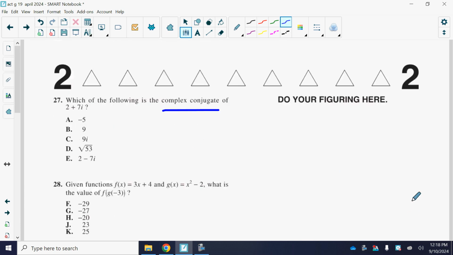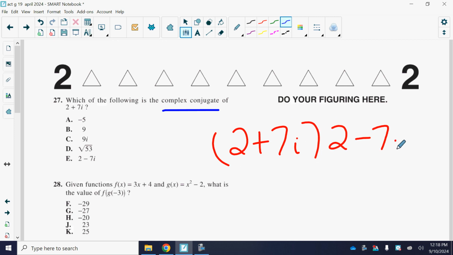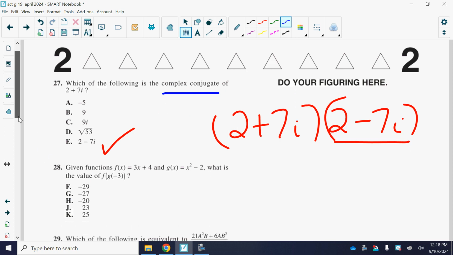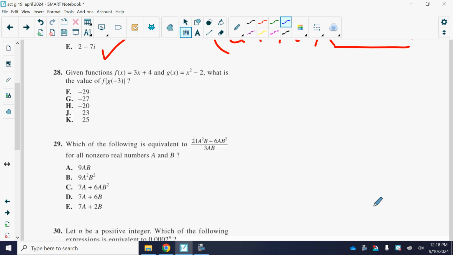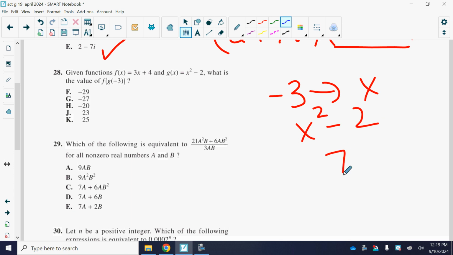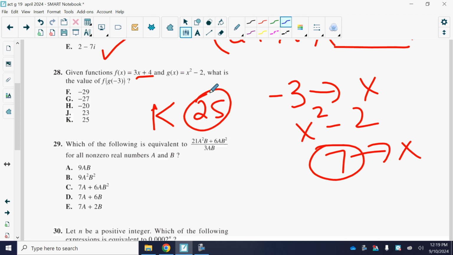Conjugate, you might have studied this in math. It's the number you multiply by that gets rid of the i. So what do you have to do? You have to change the sign in the middle. A very popular problem. Some of you may use double store. You'll do that and then type that, or just plug it in and get 7. Then what do you do with the 7? Store it again and plug it into that. The answer is K, 25. It's a double plug-in.